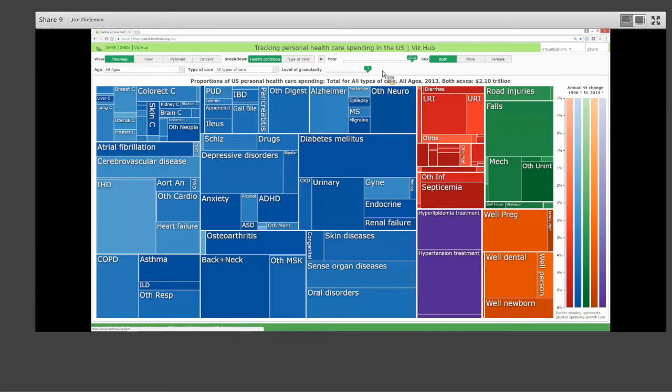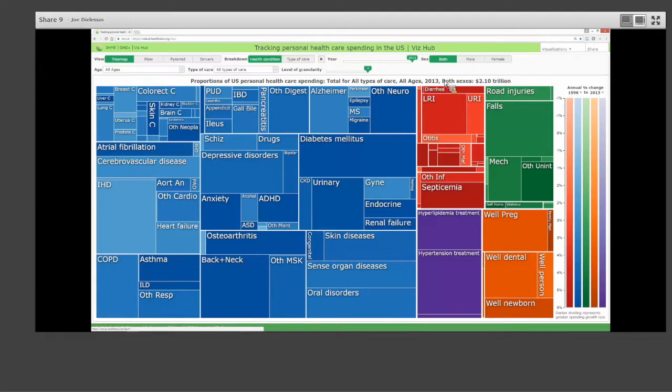So again, we're still looking, the total pie is $2.1 trillion. And what you can see is different categories of healthcare spending. They're kind of chunked together by diseases. So the reds are still communicable diseases, the greens are still injuries, the purples are major risk factors and the treatment costs associated with those, whereas the oranges are well care.